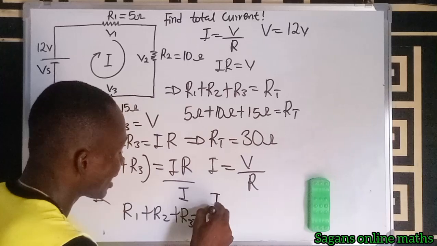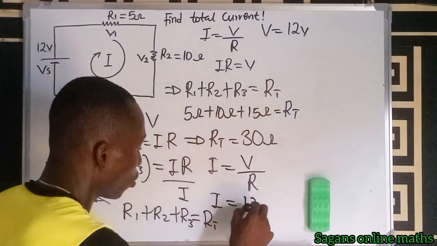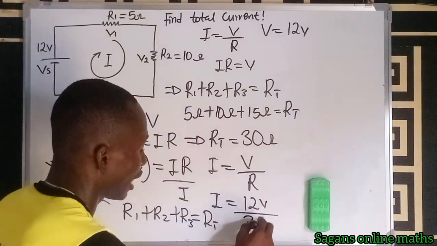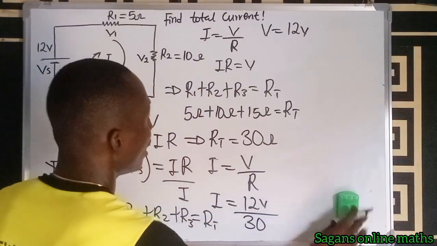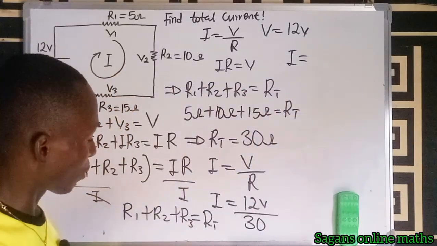That means I is equal to V. V is 12 volts. So this now becomes 12 volts divided by the total resistance, which is 30, right? Now, that means our I is equal to, now let's do simple mathematics here. Very, very simple mathematics, right?